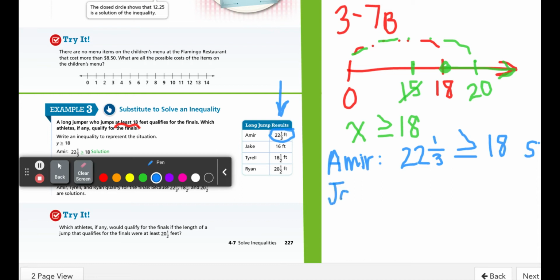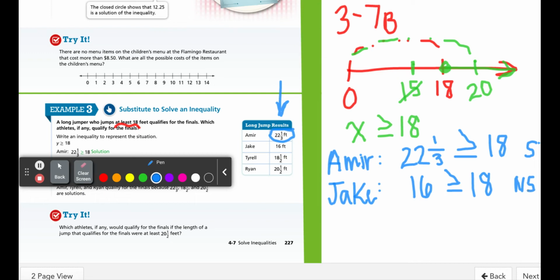How far did Jake jump? Jake jumped 16 feet. So if I plug in that value 16 for x into that inequality, is 16 greater than or equal to 18? No, it's not. So it's not a solution. I'm going to write NS for no solution.